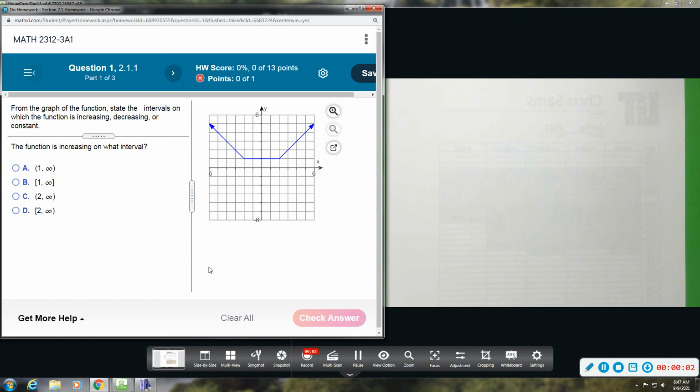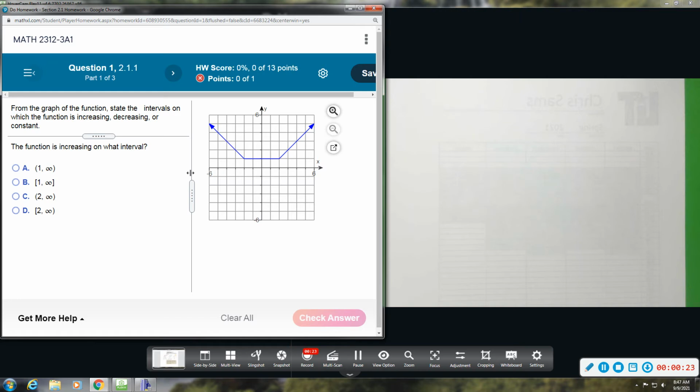Okay, so we're looking at 2.1 increasing, decreasing functions, maximum, minimum, and piecewise. This first question says from the graph of the function, we're going to state the intervals on which the function is increasing, decreasing, or constant. So the first one wants to know the function is increasing on what interval.